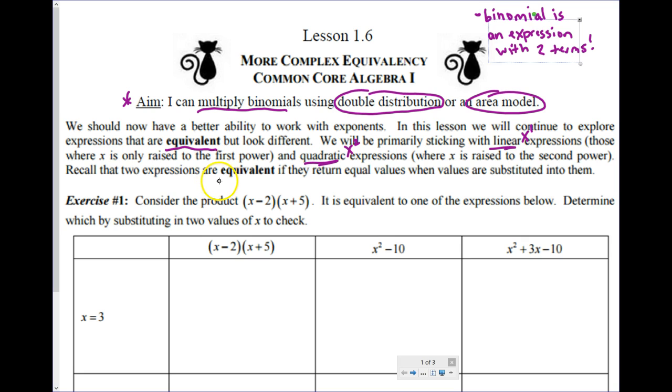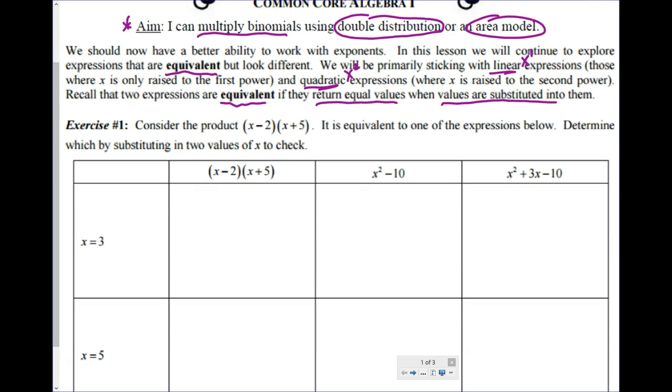Recall that two expressions are equivalent if they return equal values when values are substituted into them. Meaning if I plug in a number, two expressions are equivalent if they come out to the same number after plugging in. So let's take a look at exercise 1 to see what this means. There's a lot of words, and I think examples are a great way to explain the words.